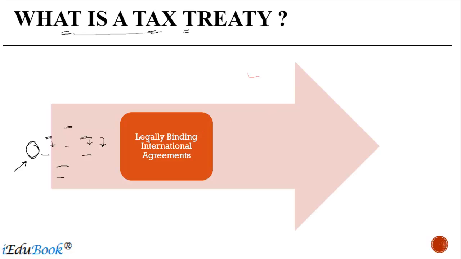It is a legally binding agreement. I mean, once you've entered into a treaty with a particular country, you cannot go back on what the terms are there. If you have agreed that you are going to provide capital exemption to a tax resident of Mauritius, unless and until the treaty is amended, you cannot go back and say, we are not going to give you this benefit because I think this is not advantageous to our interest.